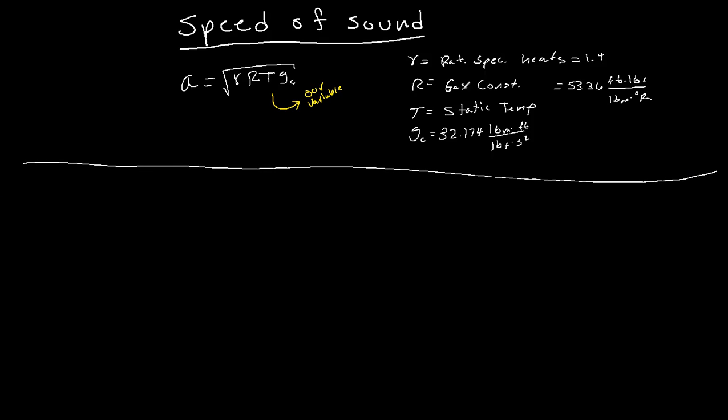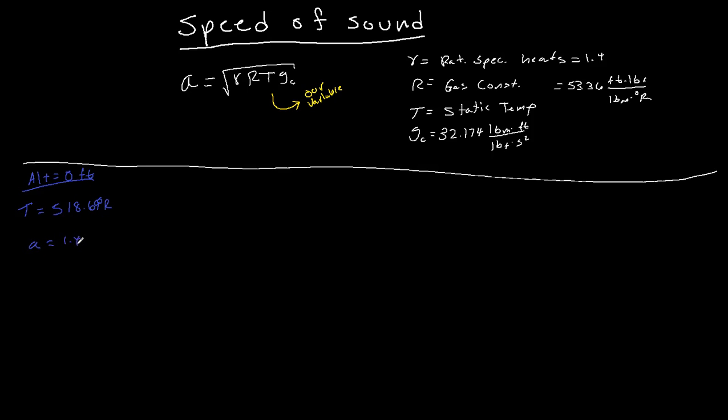So let's do an easy example here. Let's say that we are at sea level, so we'll say our altitude equals 0 feet. Okay, so sea level. And at sea level, our T is going to equal 518.69 degrees Rankine. And all the rest of these numbers will be the same at sea level. So let's go ahead and calculate the speed of sound.